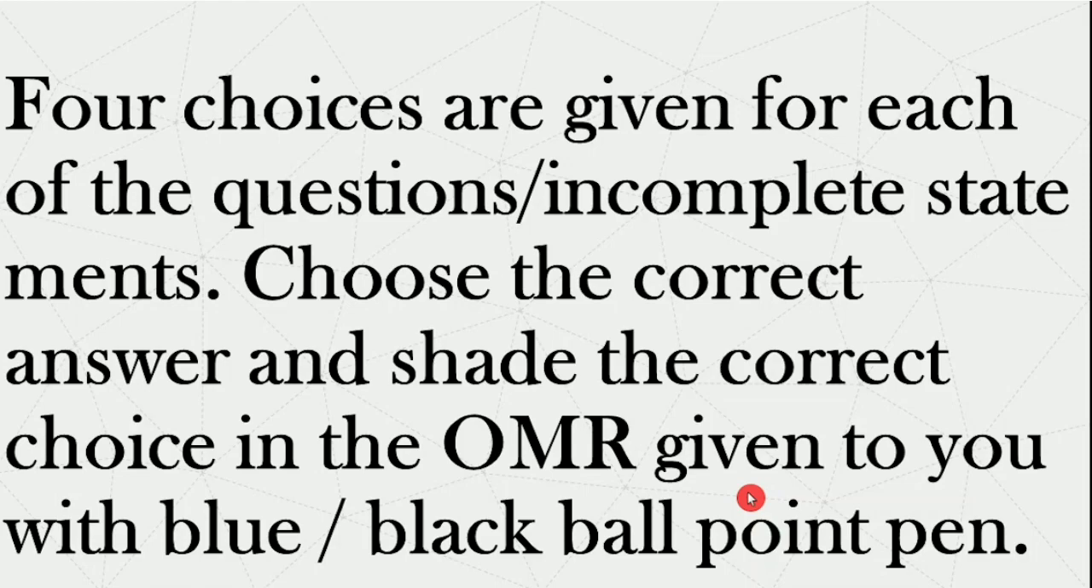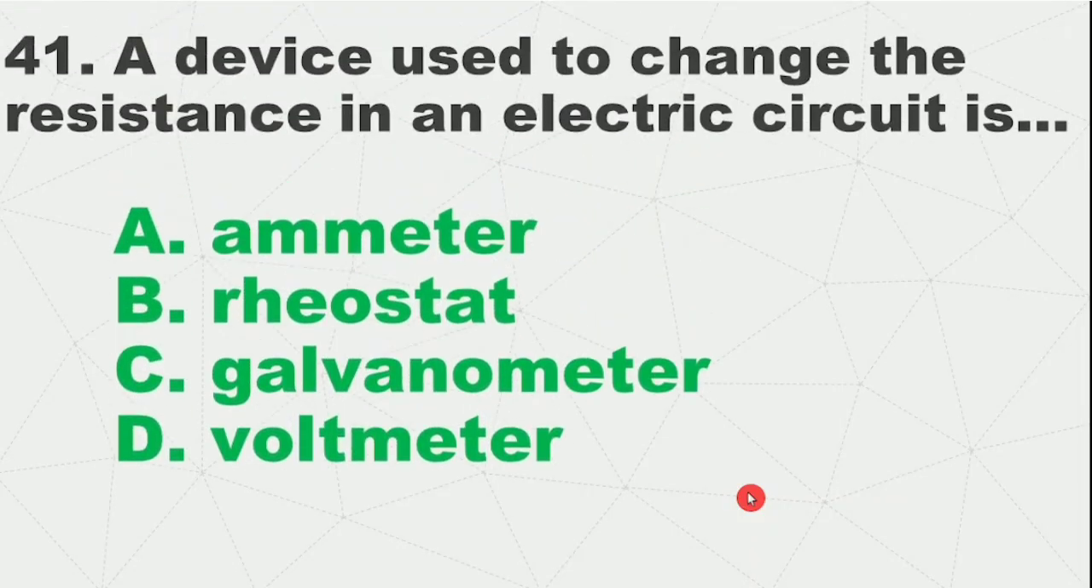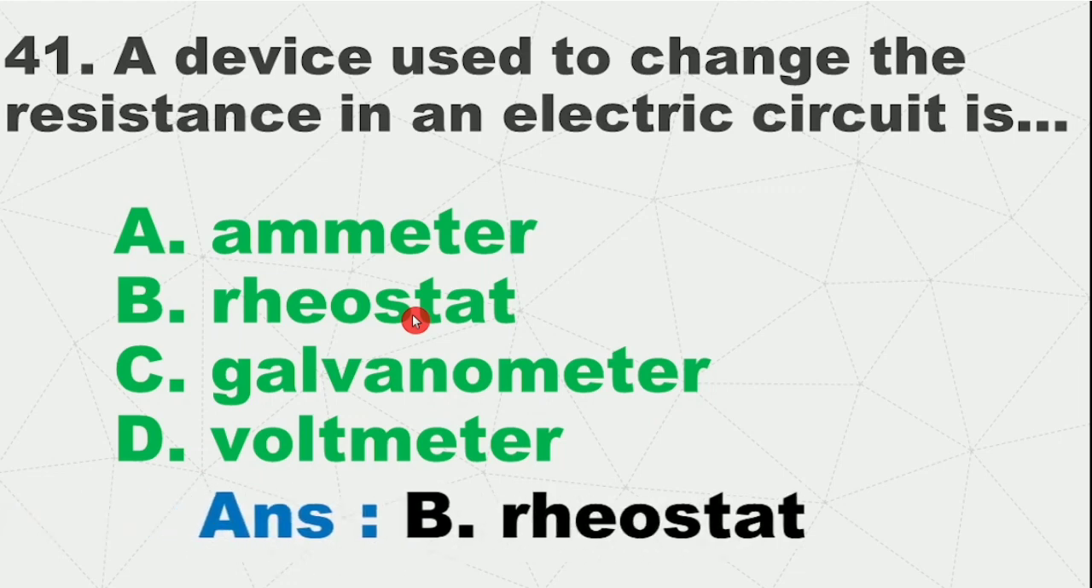Question number 41. A device used to change the resistance in an electric circuit is: ammeter, rheostat, galvanometer, voltmeter. So we have 4 options. Ammeter and galvanometer are used to measure the current. Voltmeter is used to measure the potential difference, and rheostat is the only device used to change the resistance. So the correct answer is option B, rheostat.